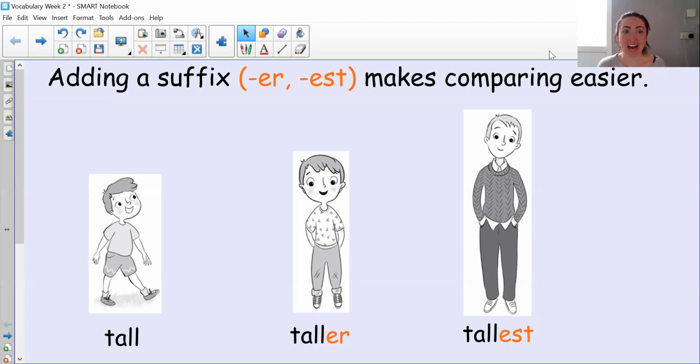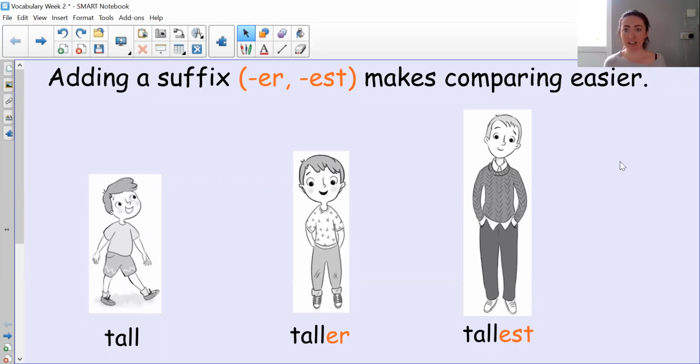So we've been looking at adding the suffixes er and est to adjectives to make comparing easier. So we're going to go through a few of those adjectives that we did last week, and then we're going to read a story and try and identify some more adjectives where we can add those suffixes to the end to compare different objects.